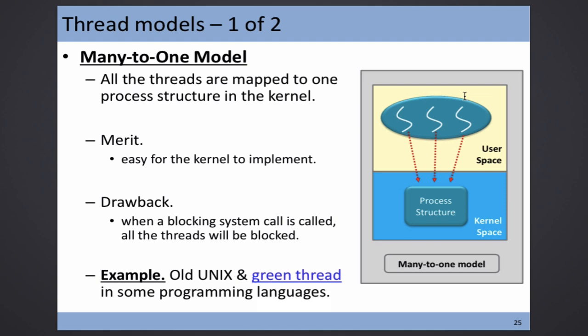So always like this: from the user mapped to the kernel. That means many user threads map into one kernel structure. What does that mean? It's very, very low level. At the high level, all threads are being pretended by using some libraries. The libraries pretend that threads exist, but the kernel doesn't know there is a thread. The kernel only knows that you are one process.